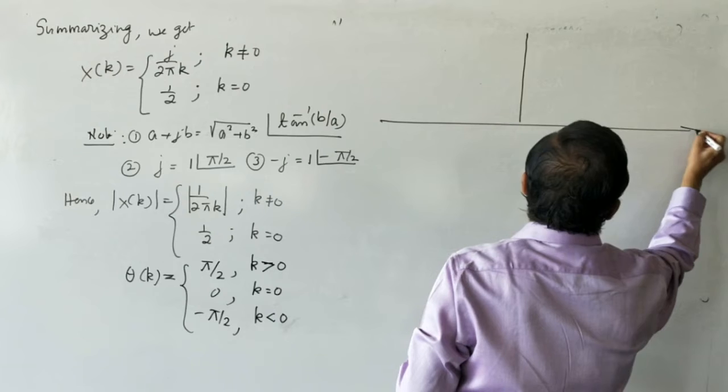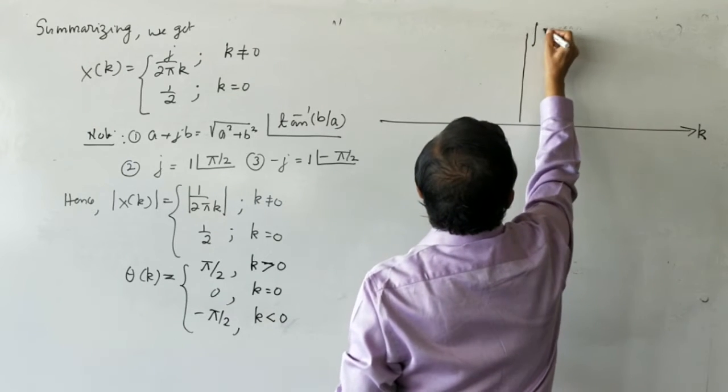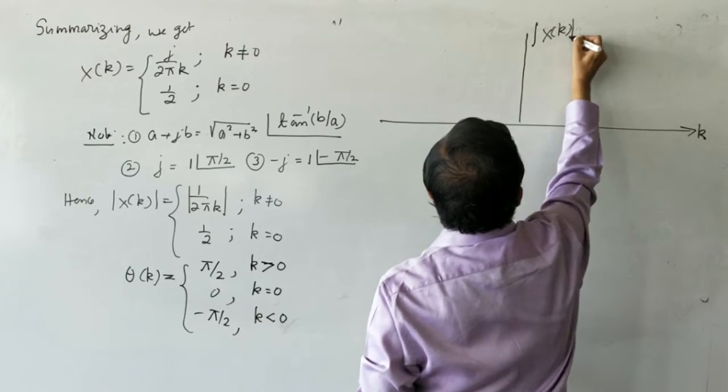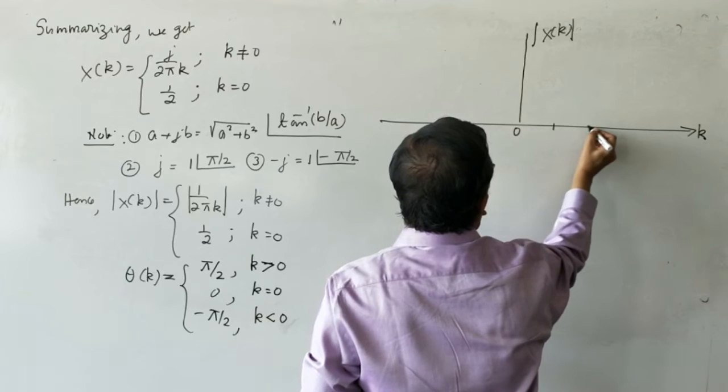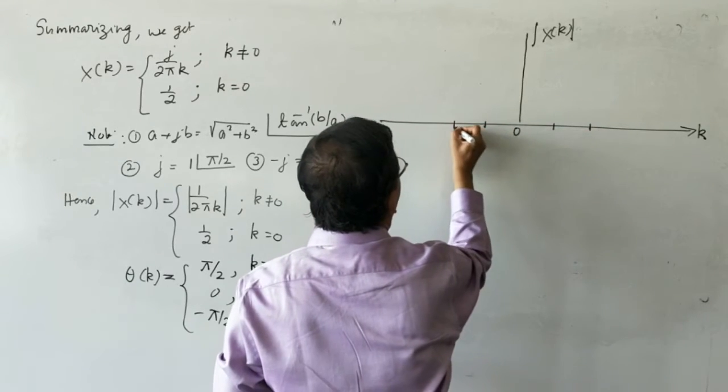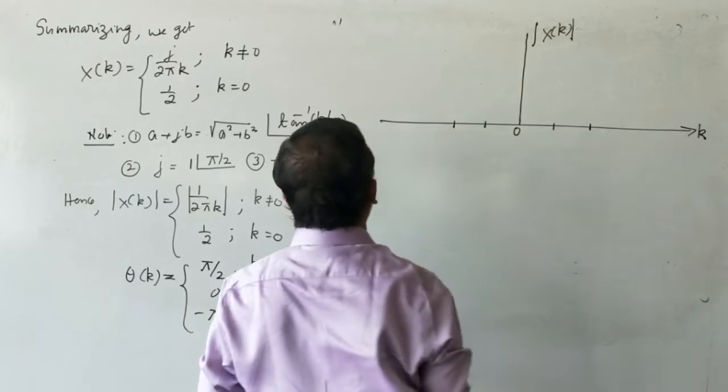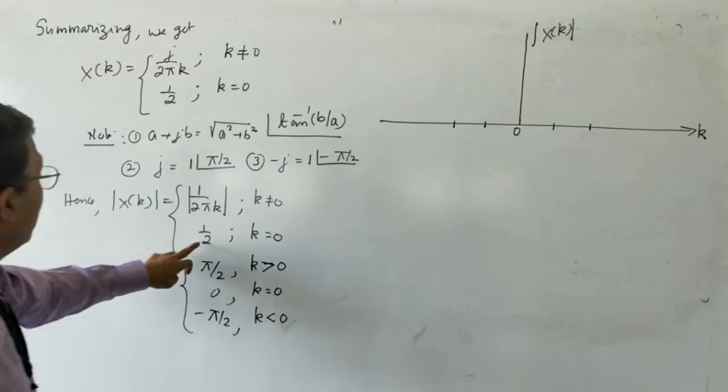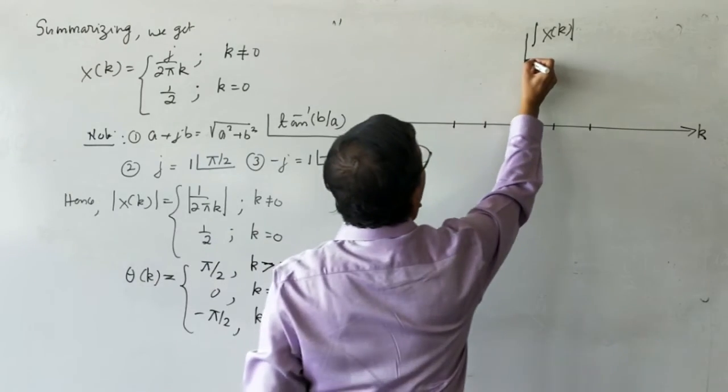X-axis is K, Y-axis is magnitude of X of K. K equal to 0, 1, 2, minus 1, minus 2. A few representative values I will show. When K is 0, what is the amplitude? Amplitude is half.